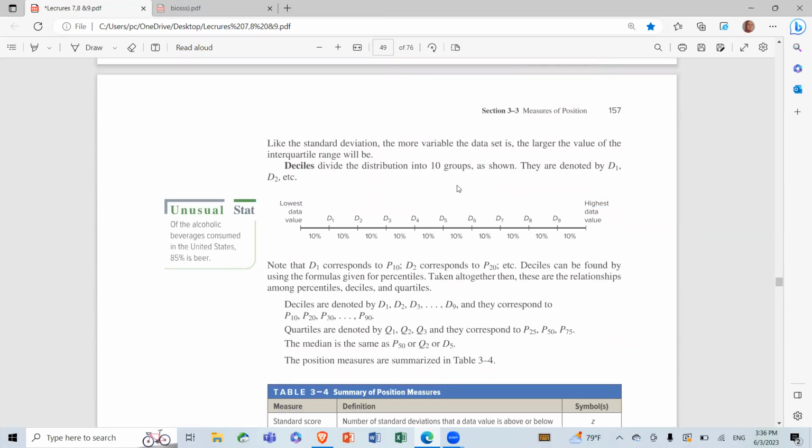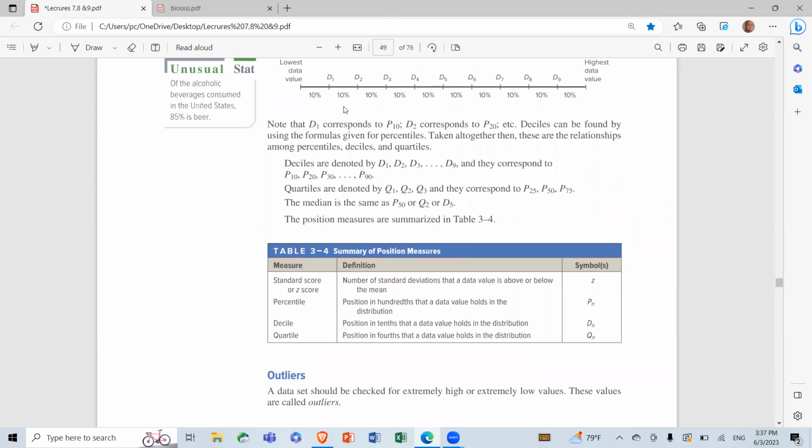Deciles divide the distribution into 10 groups. They are denoted D1, D2, up to D10, D9. Note that D1 corresponds to P10 and D2 corresponds to P20. Deciles can be found by using the formulas given for percentiles. Taking all together, these are the relationships among the percentiles, deciles, and quartiles. Deciles are denoted by D1, D2, D3, up to D9, and they correspond to P10, P20, P30, and P40. Quartiles are denoted by Q1, Q2, Q3, and they correspond to P25, P50, and P75. The median is P50, I mean, Q2 or D5.